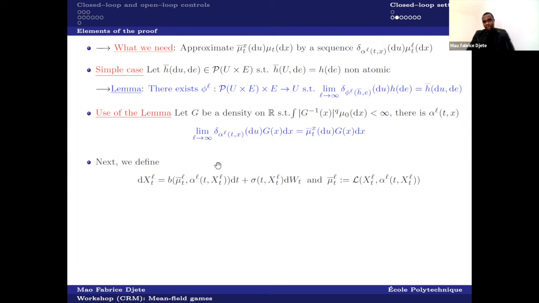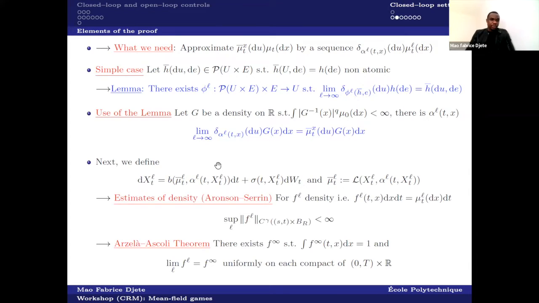And how we do that is actually quite simple. First of all, there is an estimate over the density of this type of equation using the result of Aronson and Serrin. We can control the Hölder norm of this density. Therefore, using the Ascoli theorem, we know that there is a limit, and on each compact there is a uniform convergence. And we are going to show that f infinity here is actually the density of this distribution.